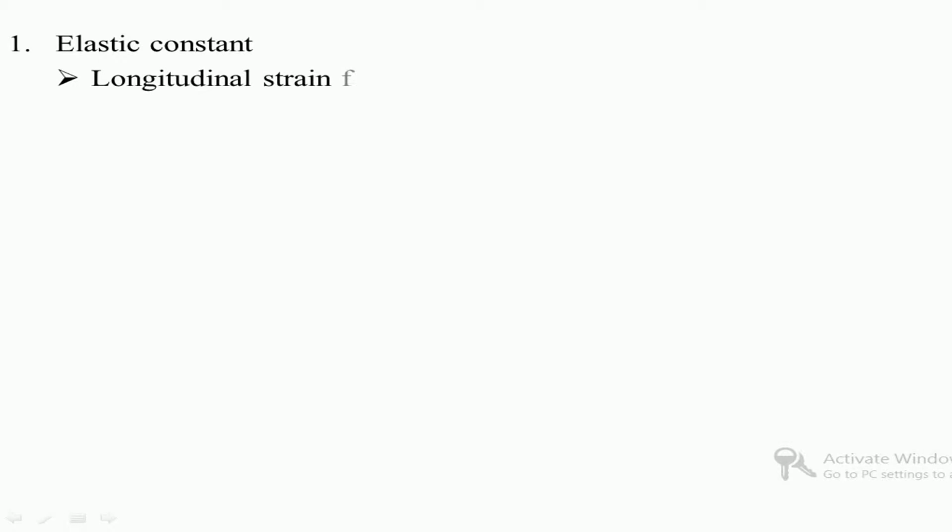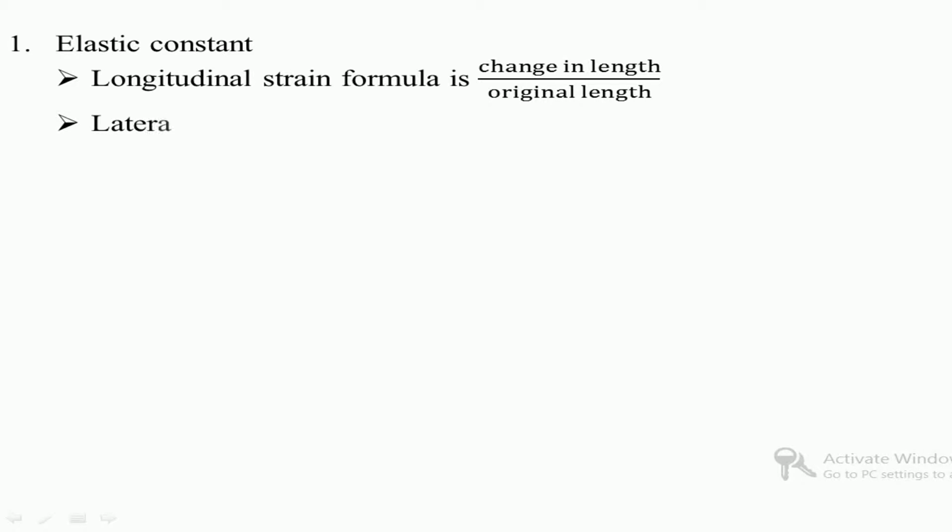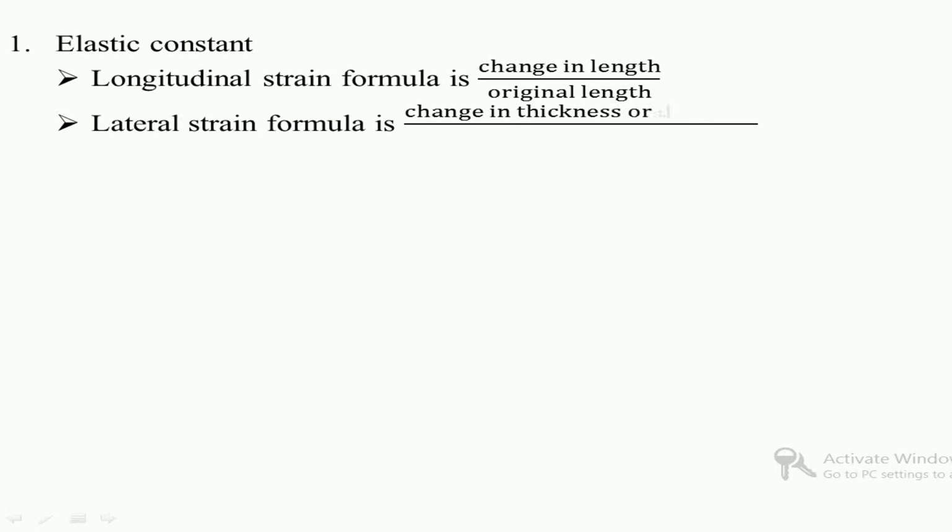One is longitudinal strain, the formula is the ratio between change in length to the original length. And the second one is lateral strain, the formula is the ratio between change in thickness or diameter to the original thickness or diameter. Second one, Young's modulus related topics.